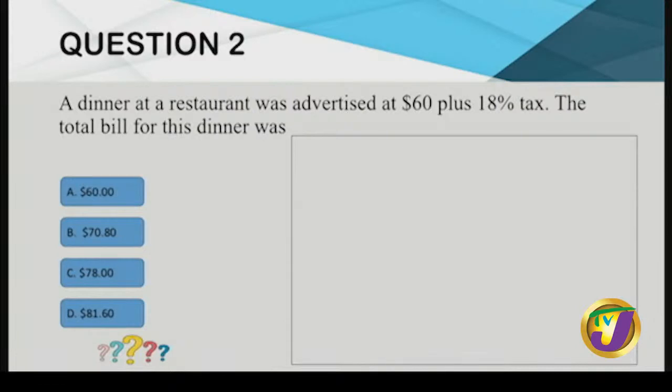So we have 3 options remaining to choose from. Okay, so let's see which of these would be the correct option to choose. All right. So here we have our solution.